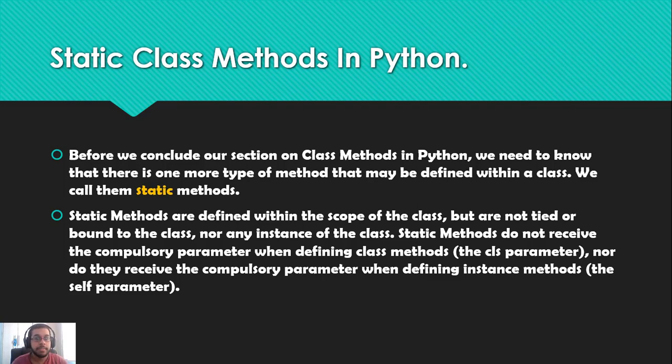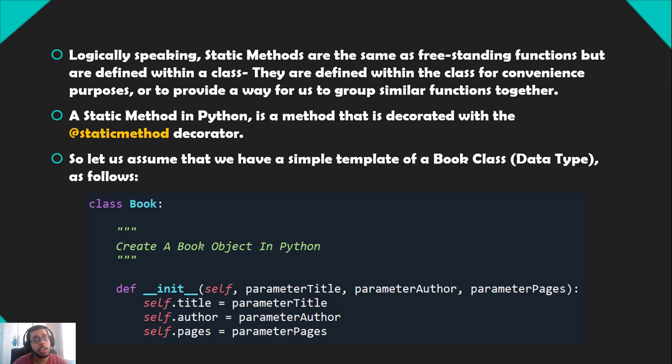Static methods are defined within the scope of the class but are not tied to or bound to the class, nor any instance of the class. Static methods do not receive the compulsory parameter when defining class methods, the cls parameter, nor do they receive the compulsory parameter when defining instance methods, the self parameter. Logically speaking, static methods are the same as freestanding functions but are defined within a class.